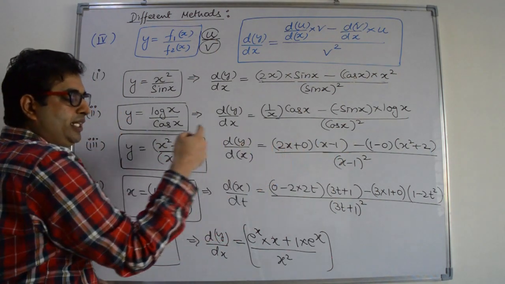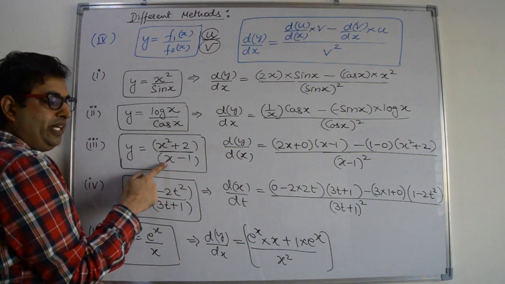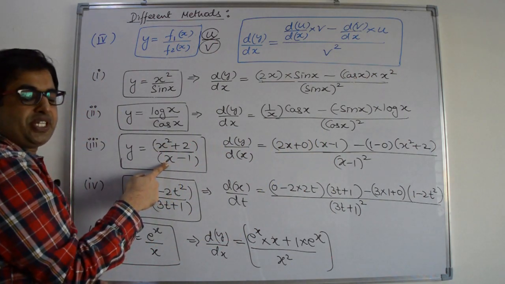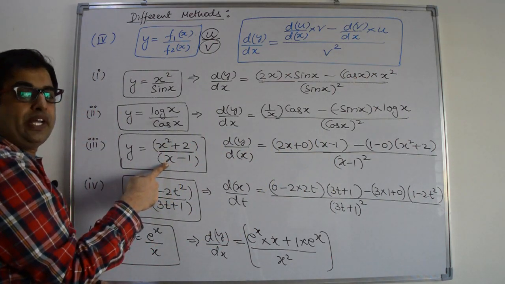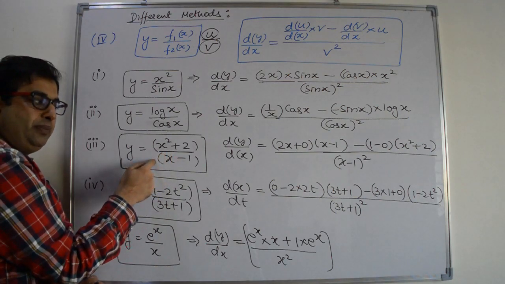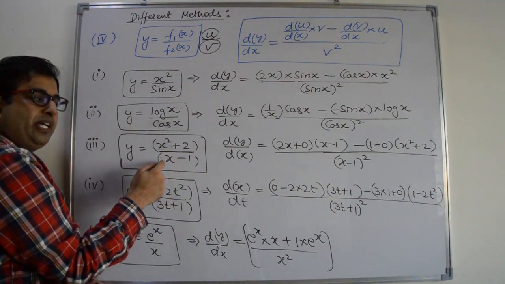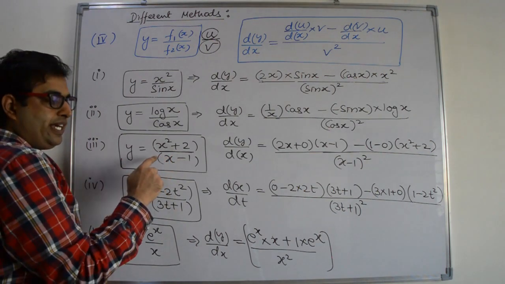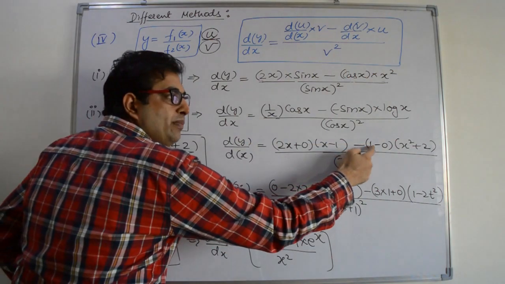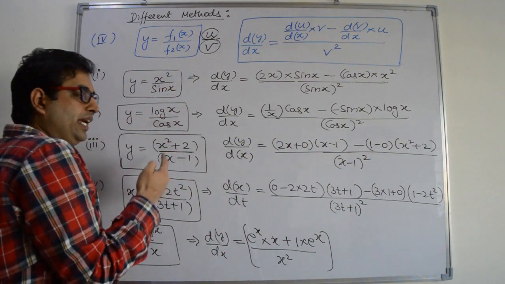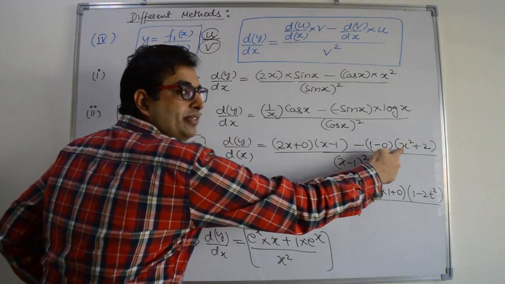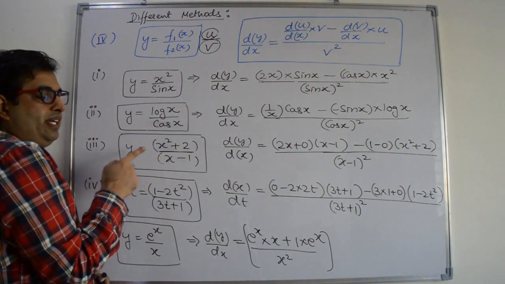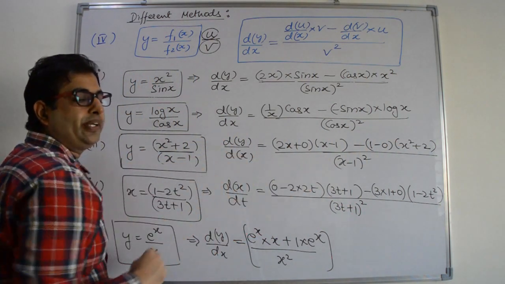Minus sign. Differentiate the denominator. The denominator x differentiation with respect to x is 1 because the power will come in multiplication and 1 minus 1 it becomes x power 0. x power 0 is 1. So the differentiation of x minus 1 is 1 minus 0. Right? And the numerator will come in multiplication. Divide by the denominator whole square.